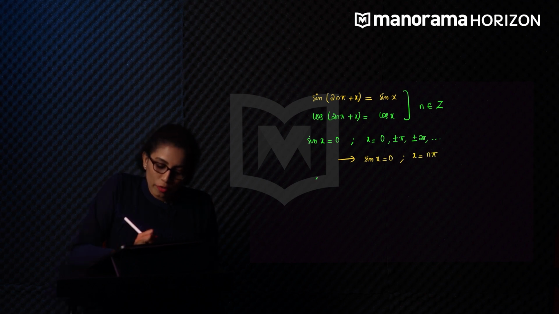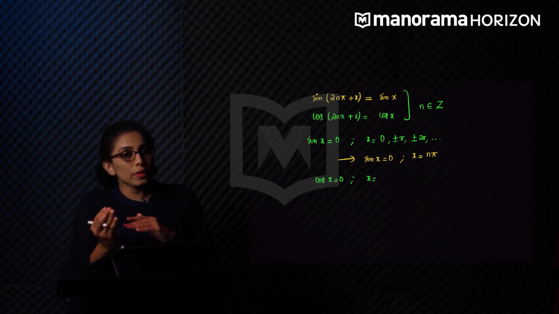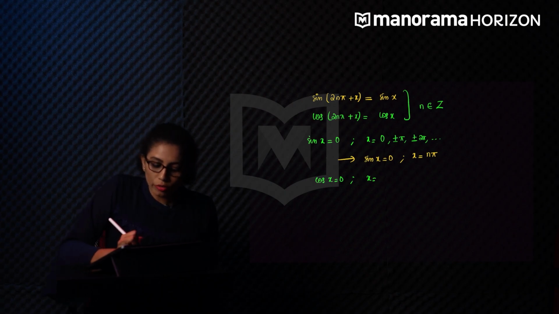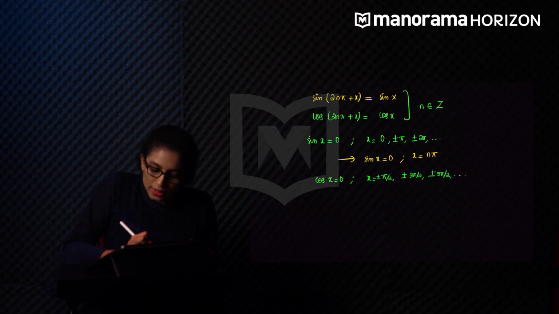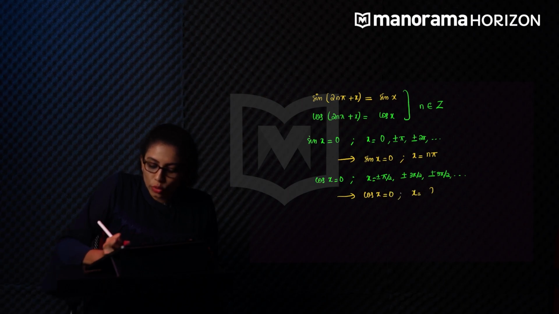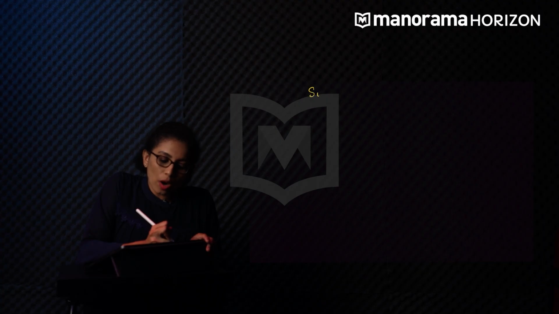Similarly, cos x is equal to 0 at odd integral multiples of pi by 2, that is for plus or minus pi by 2, plus or minus 3 pi by 2, plus or minus 5 pi by 2 and so on. So if we generalize, we can say cos x is 0 at x is equal to (2n plus 1) pi by 2, where n is an element of integers. Next, we have to learn about signs of trigonometric functions.